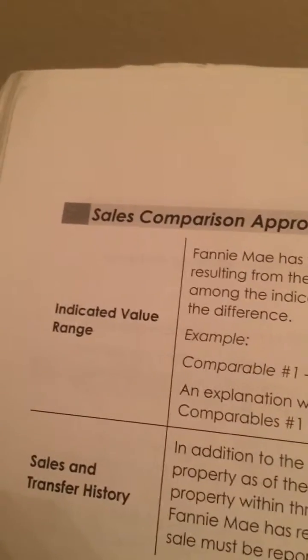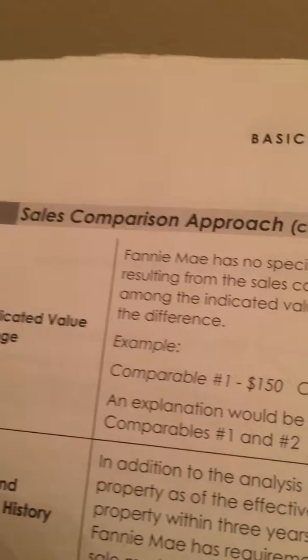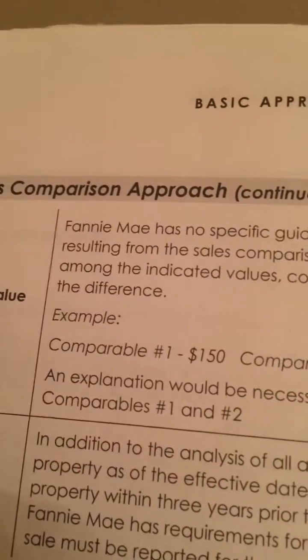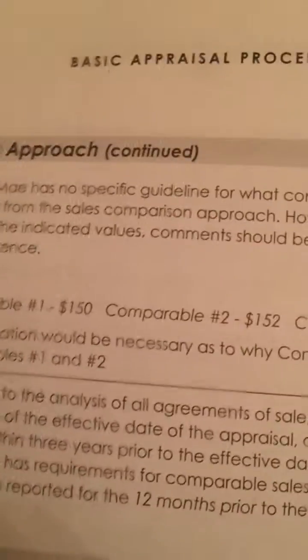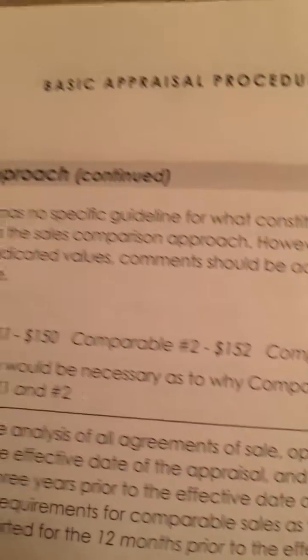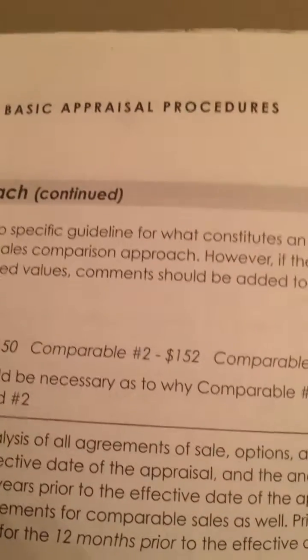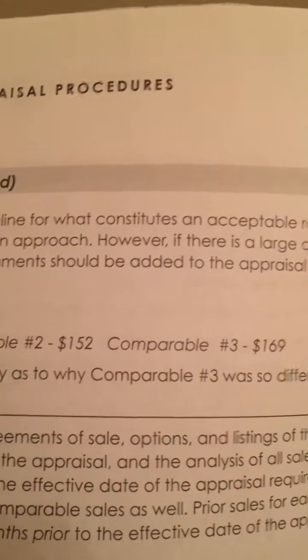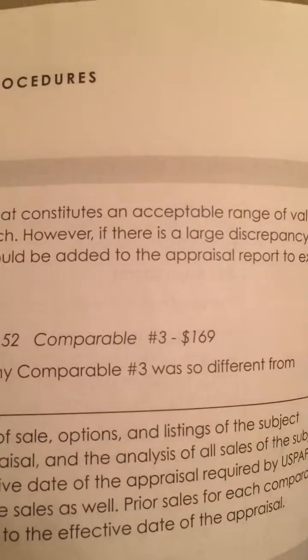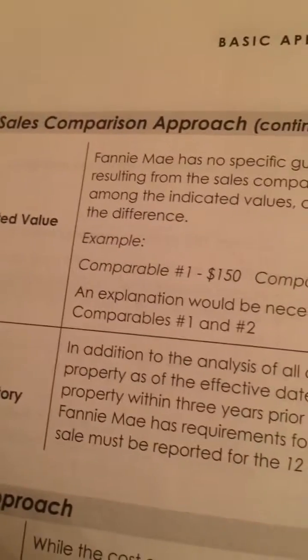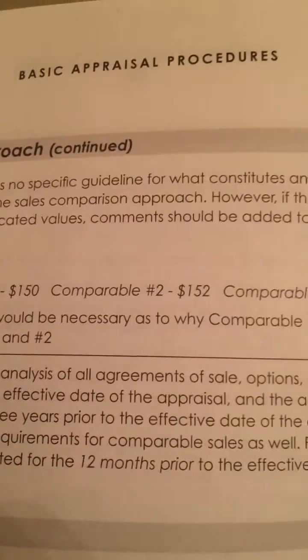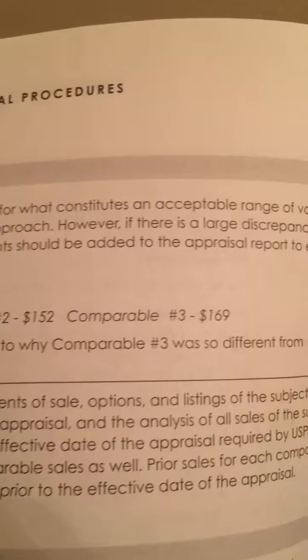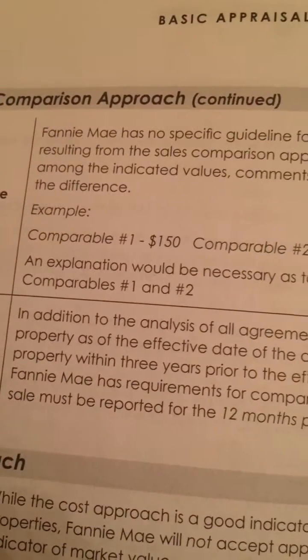This is the indicated value range section. Example, comparable number 1, minus $150. Comparable number 2, minus $152. Comparable number 3 was minus $169. An explanation would be necessary as to why comparable number 3 was so different from comparables number 1 and number 2.